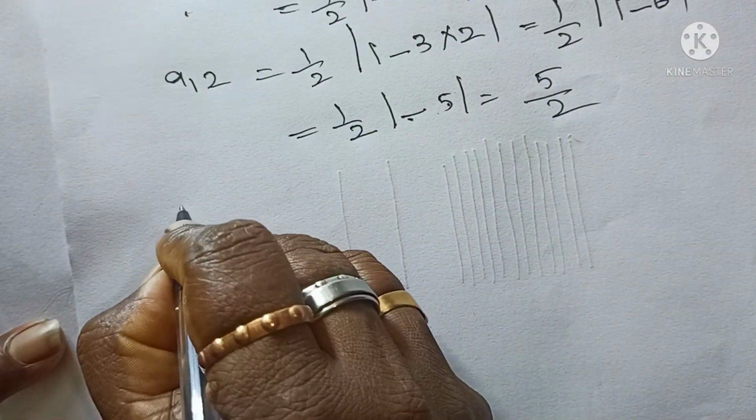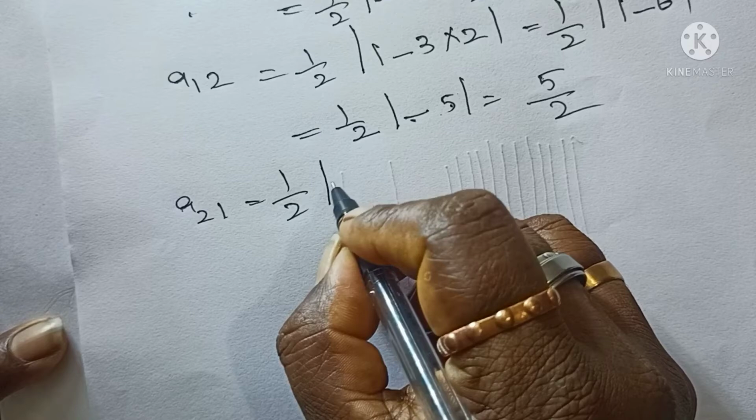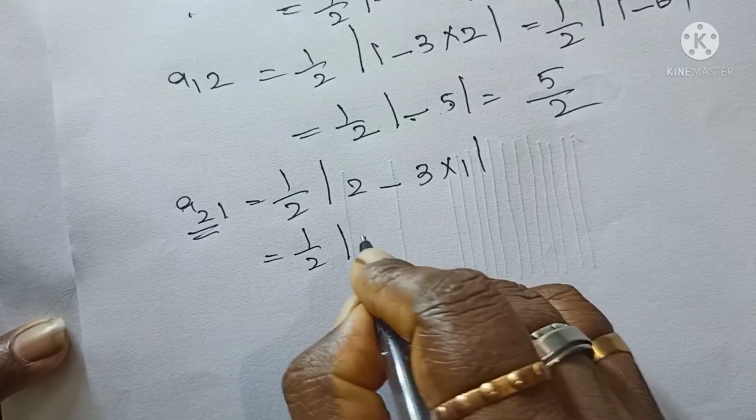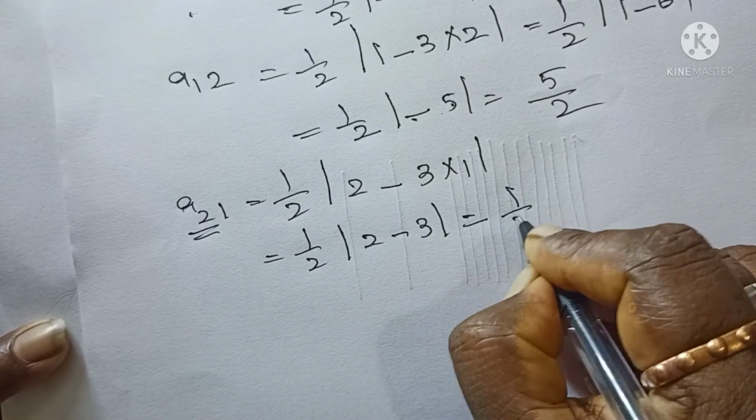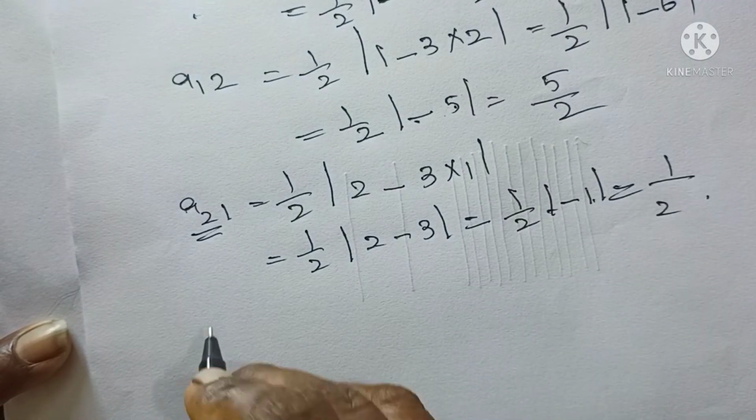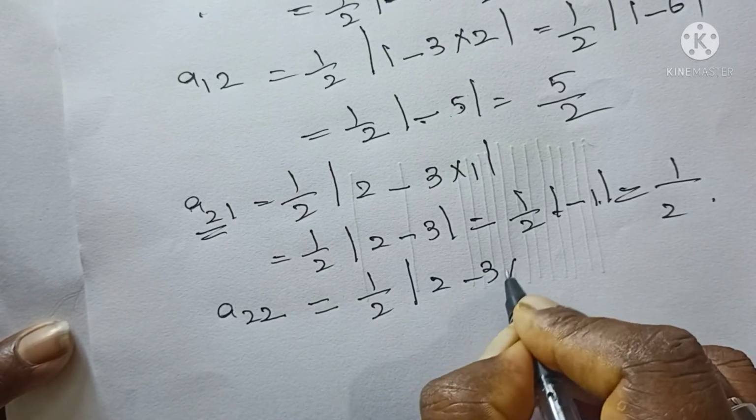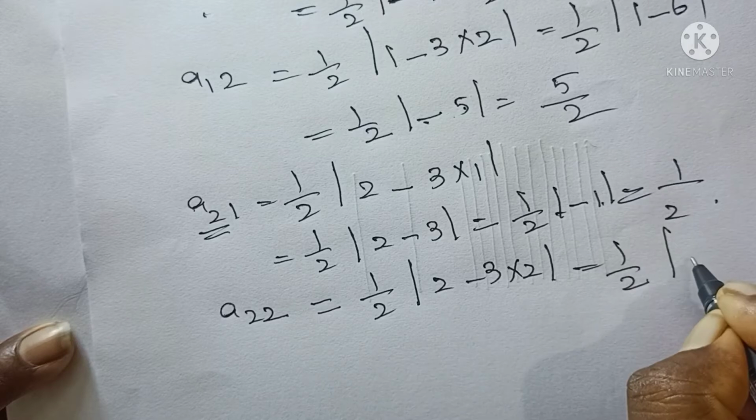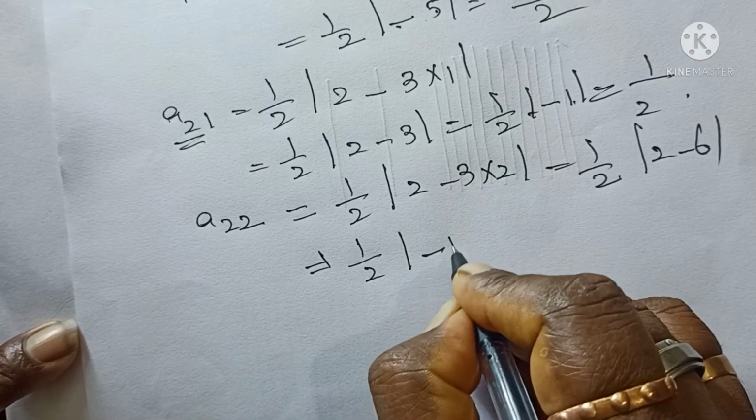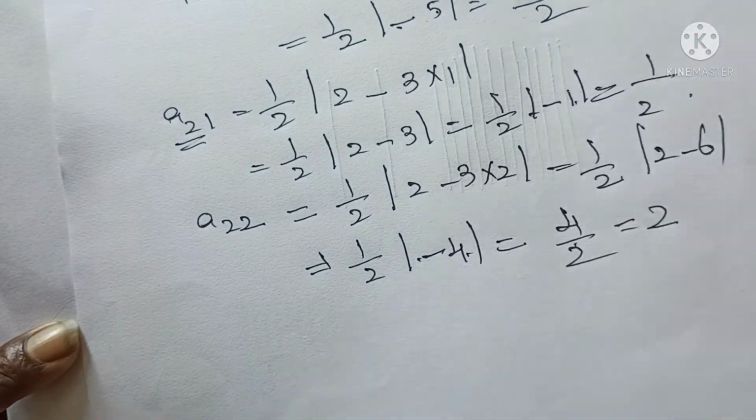Next, A21. A21 is equal to 1 by 2 into modulus of, here i is 2, correct. So 2 minus 3 into 1, which is equal to 1 by 2 into modulus of (2 minus 3), which is equal to 1 by 2 into modulus of minus 1. Modulus of minus 1 is the same as 1. So 1 by 2. Again you have to find A22. 1 by 2 into modulus of (2 minus 3 into 2), which is equal to 1 by 2 into modulus of (2 minus 6), which is equal to 1 by 2 into modulus of minus 4, which is equal to 4 by 2. Modulus of minus 4 is the same as 4, which is equal to 2.